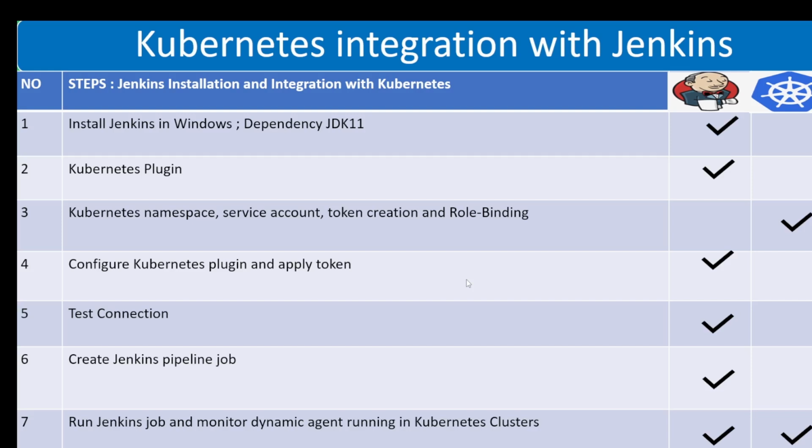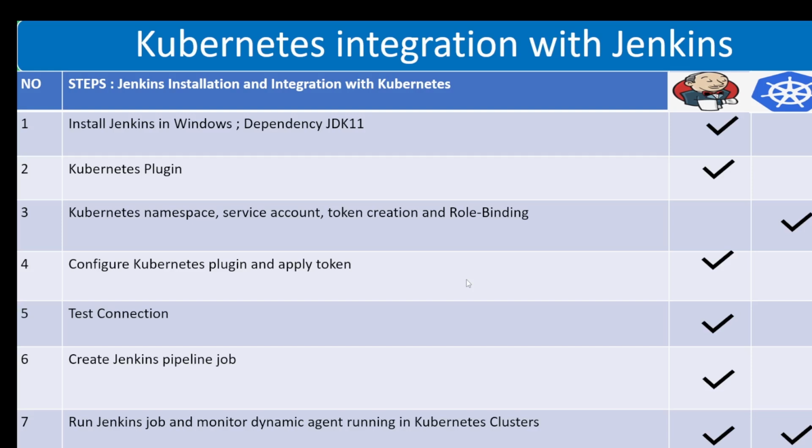Now the namespace and service account that you have created need to be assigned to a specific role inside the Kubernetes cluster. For my demo, I am going to assign it to the admin role. So in step 4, you need to configure your Kubernetes plugin and apply the token which you generated in step 3.